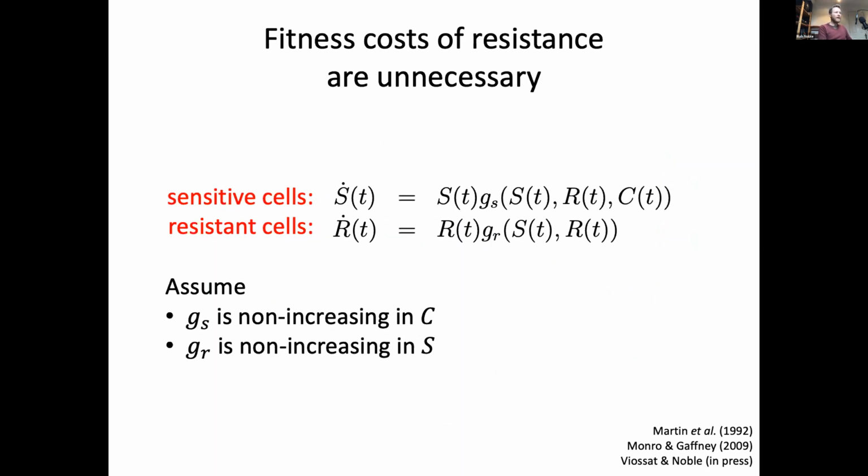Indeed, we could have this function GR, in the basic case, even exceed GS. So resistant cells could, in the baseline case, be growing faster than sensitive cells. You see, we don't make any assumption on this. And this is in common with previous studies, particularly this study by Martin et al. from 1992 that Yannick spoke about a couple of days ago, and the study by Monro and Gaffney, which looked at the Gompertzian case. They didn't assume any cost of resistance.